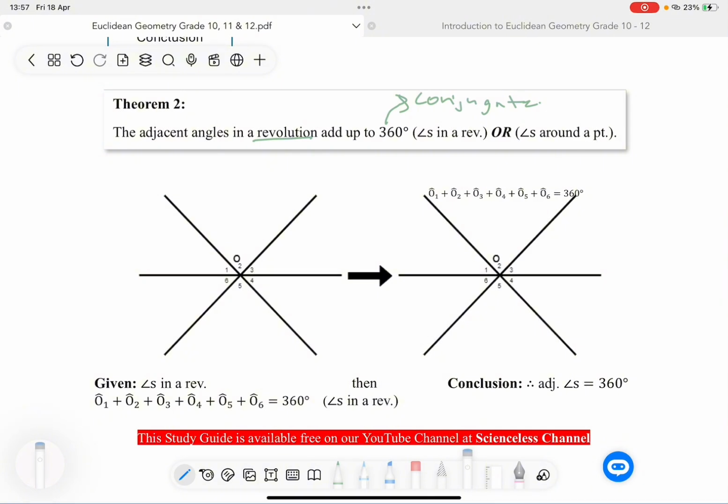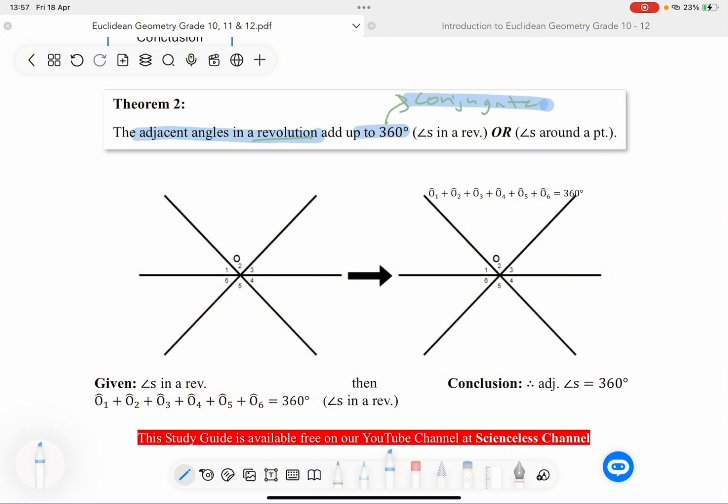And as usual, our theorem has two parts to it. The first part is the given data. So here we are told, or we know, that these angles are next to each other and they are a revolution. The second part of a theorem is the conclusion, and our conclusion is that they are conjugate, meaning they add to 360 degrees.